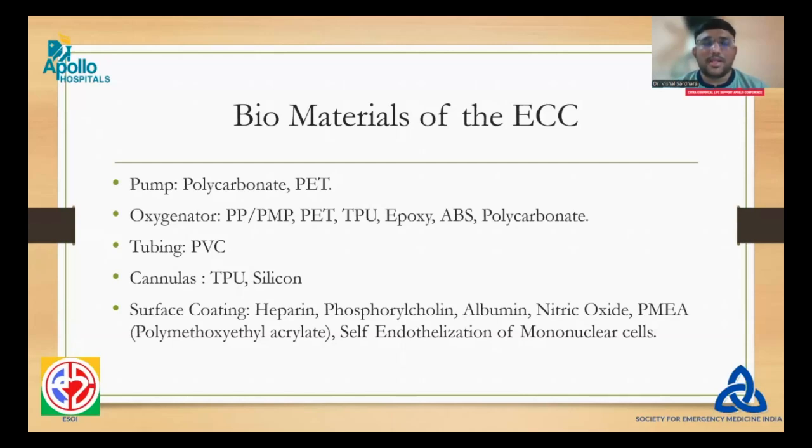These will be biomimetic factors like phosphoryl choline, heparin, albumin, nitric oxide, polymethoxy ethyl acrylate, and obviously the blood also has mononuclear protein, which will be doing the self-endothelialization of the surface within minutes of starting the ECMO in the patient. So that also acts as a surface coating.